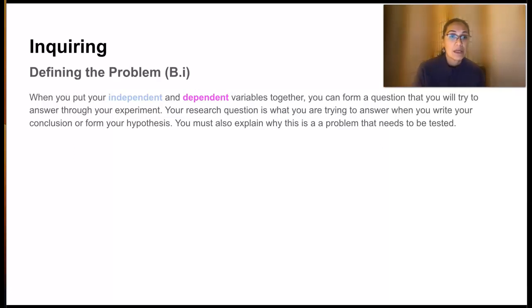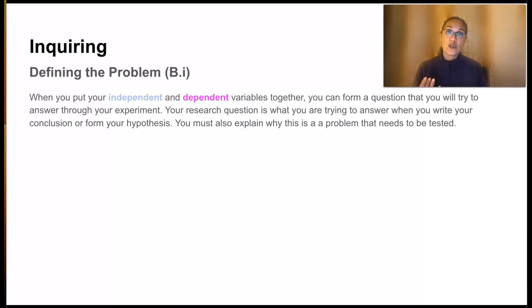through your experiment. So in class, we have color-coded our independent variable and our dependent variable. To make it easier for us, we have color-coded our independent variable as blue and our dependent variable as pink. So your research question is what you're trying to answer when you write your conclusion or form your hypothesis. So both your independent and dependent variables should be in your inquiry question. You must also explain why this is a problem that needs to be tested.